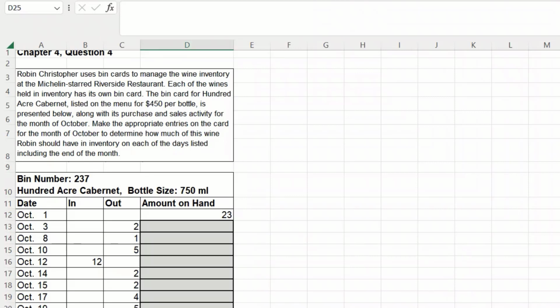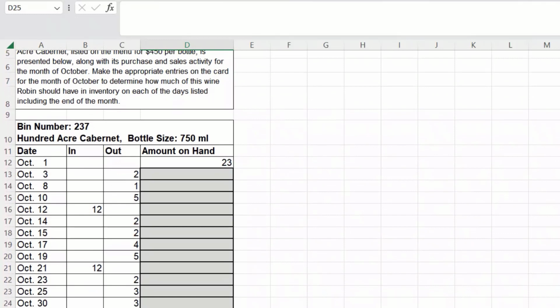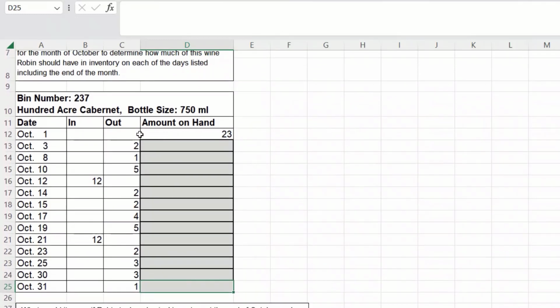All right, so this card, because it's listed on the menu as $450 per bottle, it's probably coming in at $250, something like that. That's pretty expensive if we're missing one bottle. So it's important that we keep a very close eye on that every single day. So we start with 23, and it looks like we sold on the 3rd, we sold 2. So we are going to take what we started with, and we're going to subtract the 2 that we sold.